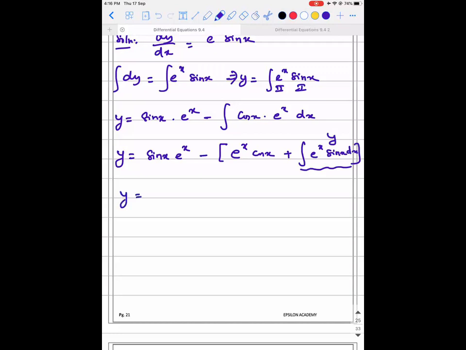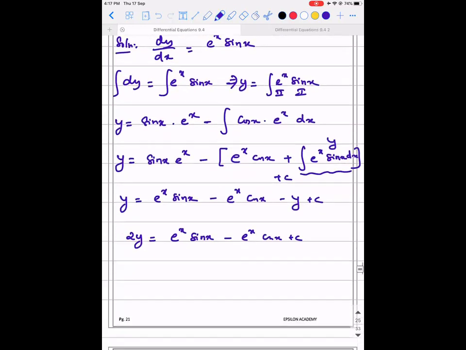So you will have a plus c also. So y is equal to e power x sin x minus e power x cos x minus y plus c. So 2y will be equal to e power x sin x minus e power x cos x. Is this right?